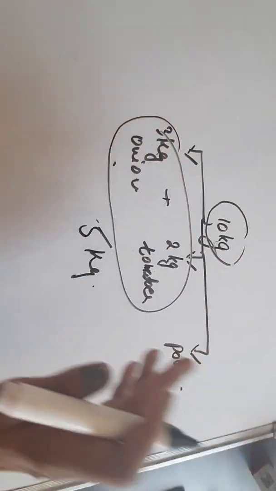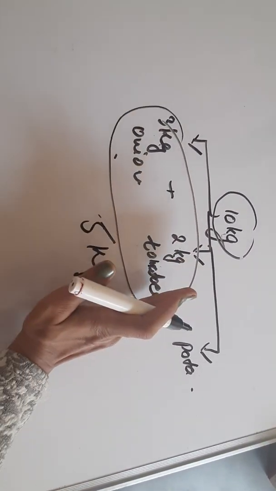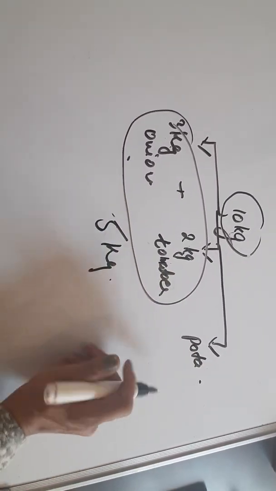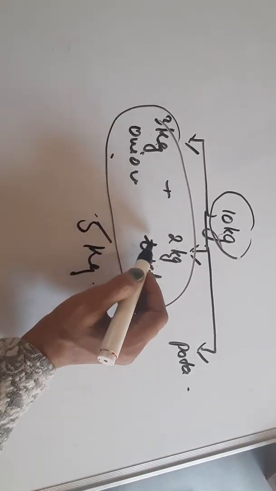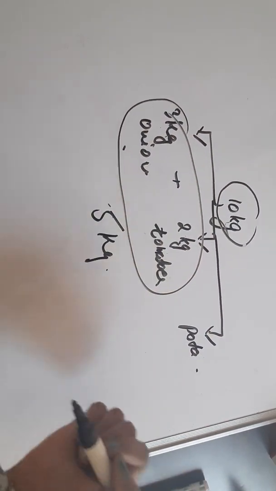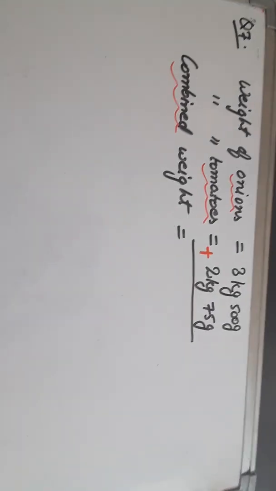How many vegetables are in the total bag? 10 kg. So if we take out the onions and the tomatoes, we are left with potatoes. Means first we have to add these two values, then we will subtract it from the total weight to get the weight of the potatoes, right? So let's do the question.